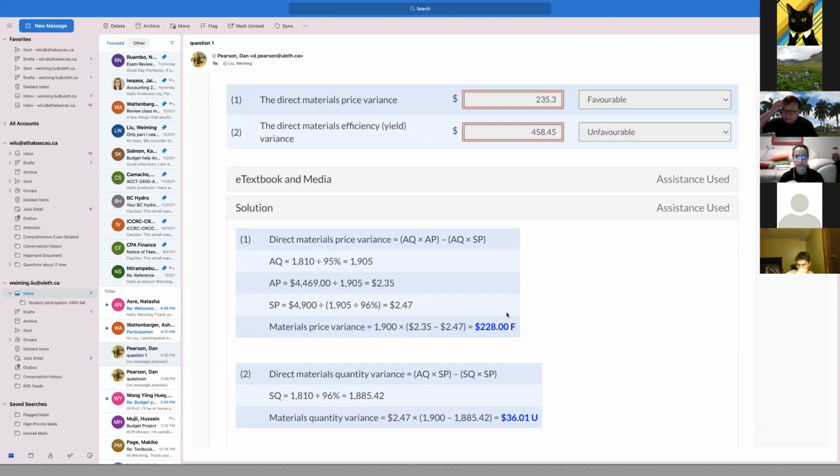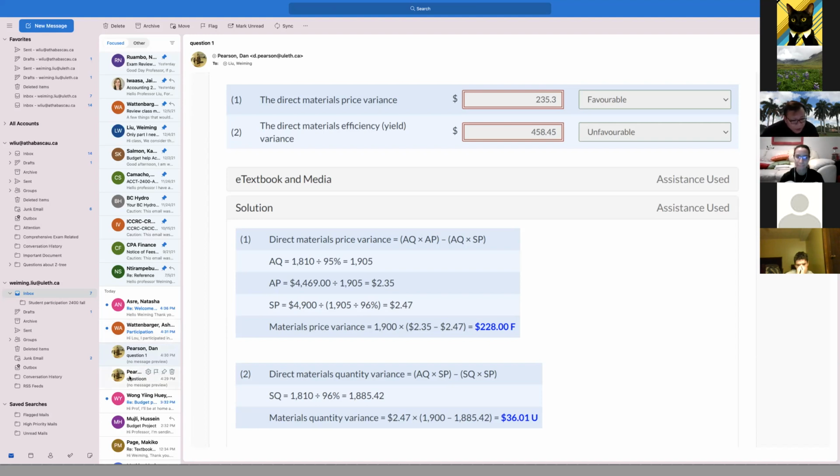But why are you taking the 96 from the 1905 instead of the 1810? Because 1810 is up at the top with the AQ. So you go 1810 divided by the 95 equals 1905. So then why are you taking 1905 and dividing it by 96 instead of 1810 divided by the 96? Okay, I see your question.